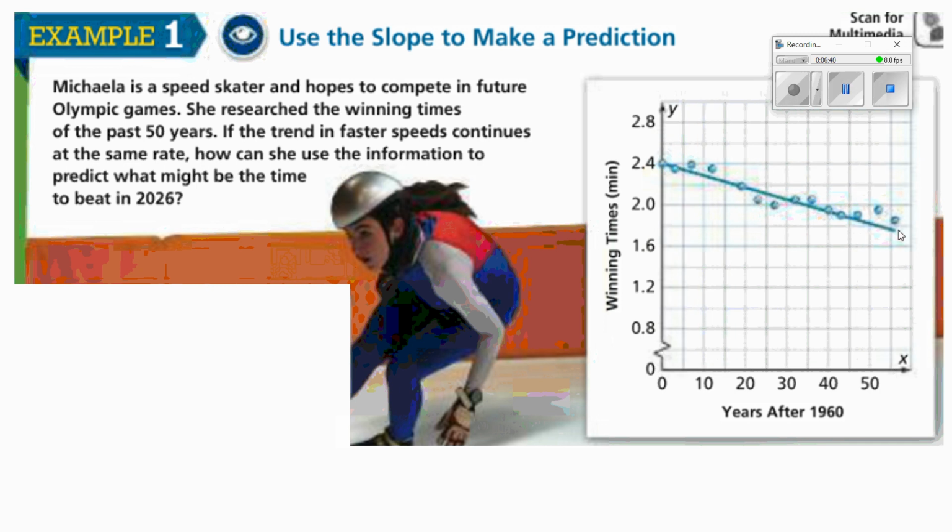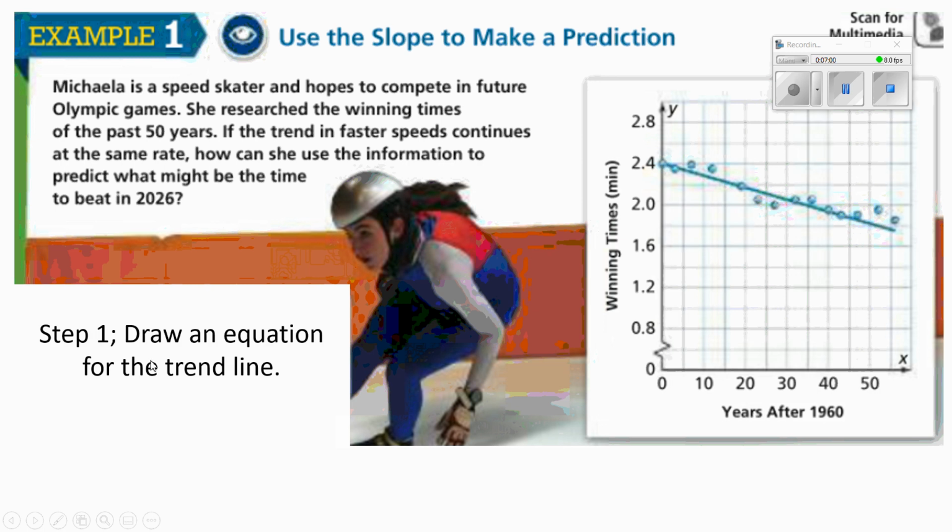By using this, it'd be pretty hard to narrow down because we're talking about winning times per minutes. I know it's going to be somewhere between 1.6 and 1.8, right? It's going to be about somewhere in here. Let's find out. First of all, I'm going to draw a line for my trend line.